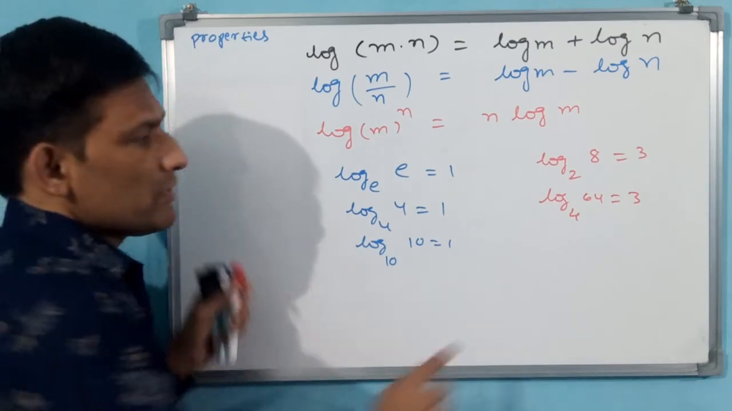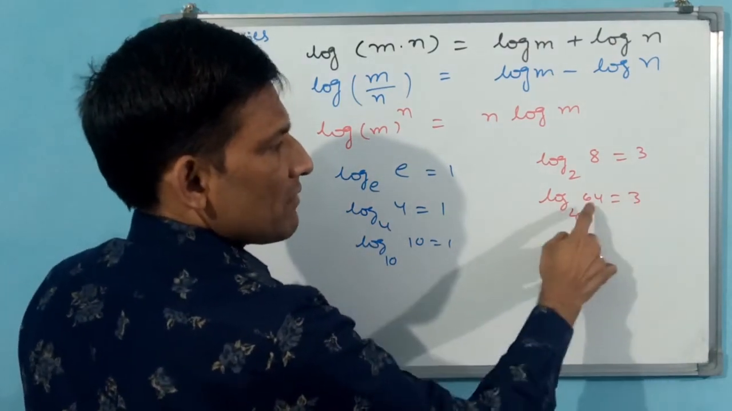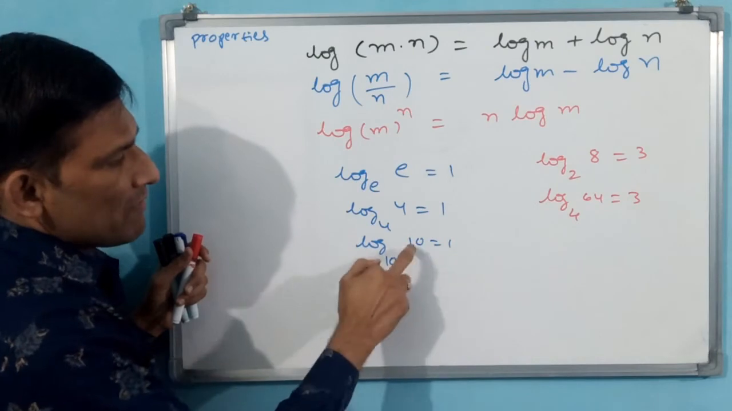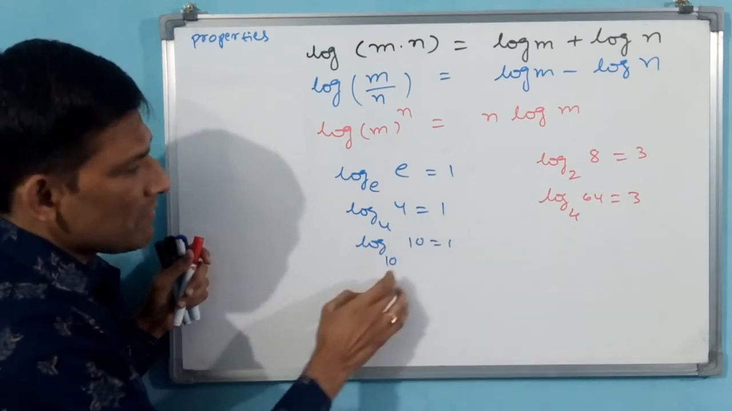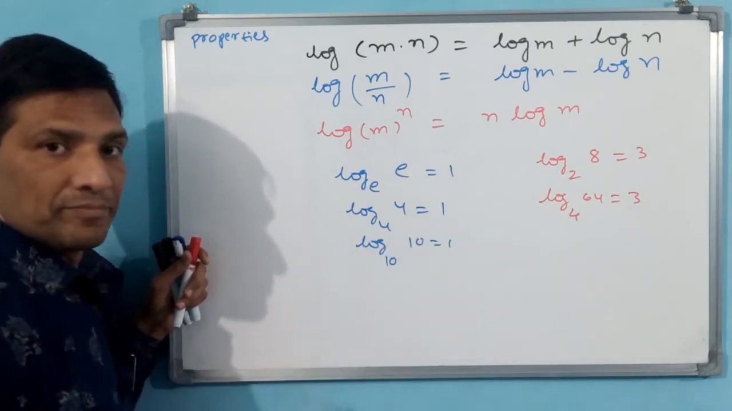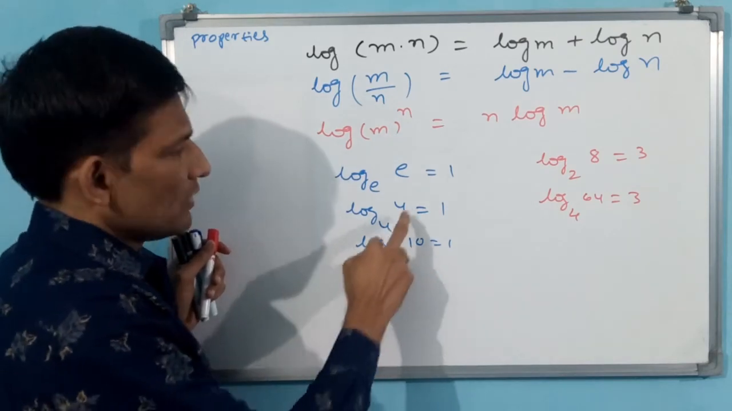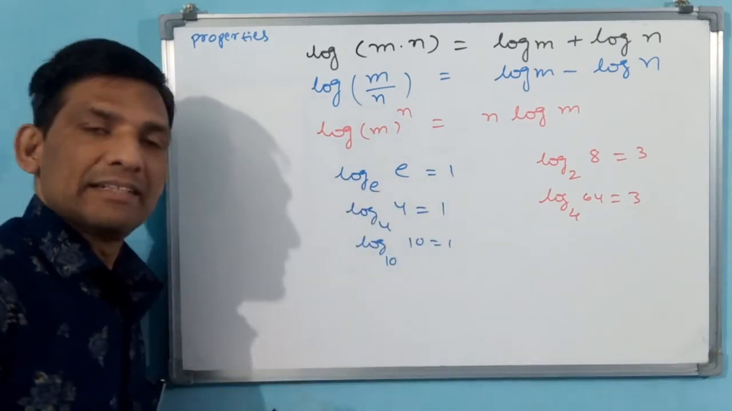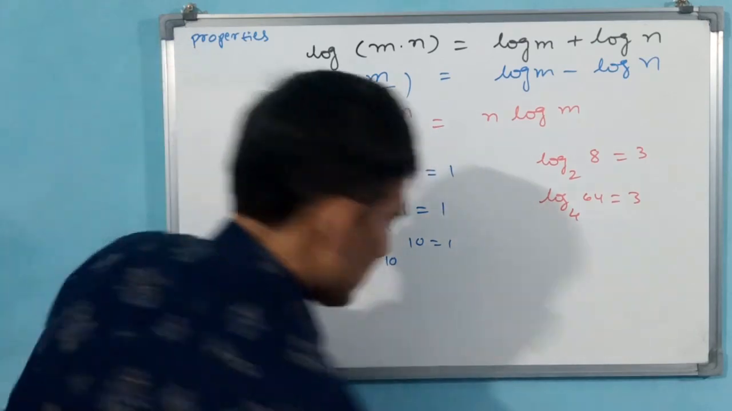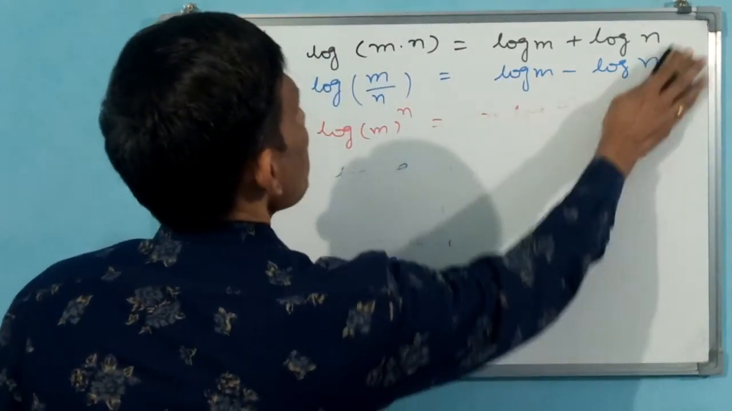That means what you are doing is base power value. If the power is not given, you can find it, because the same comes automatically, this is one line. Okay, that is one property. Now we will go for base change.